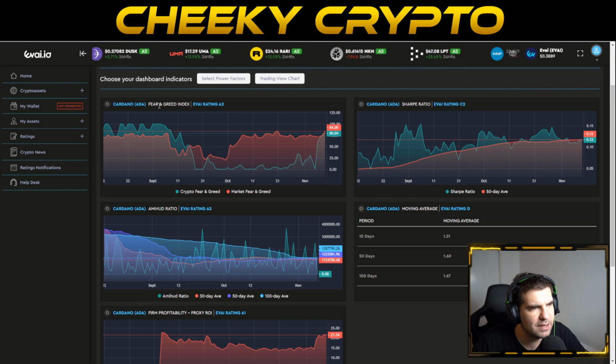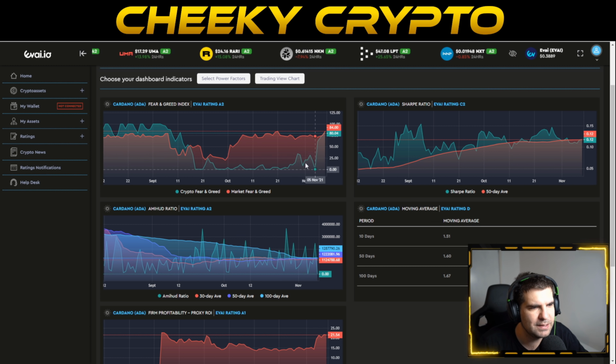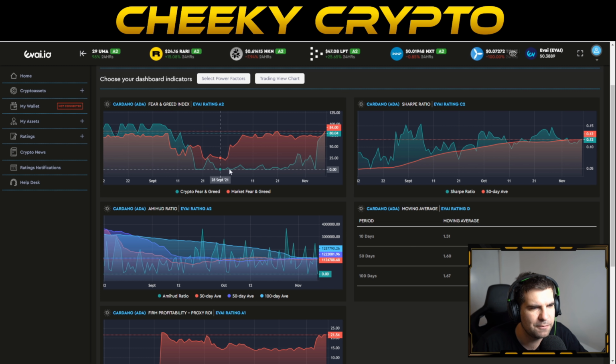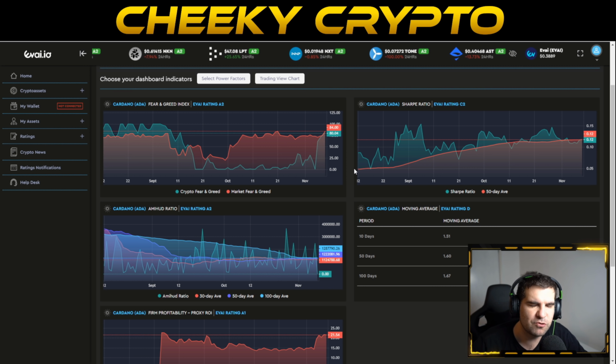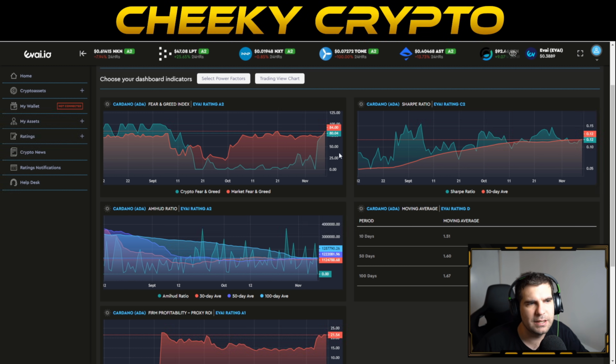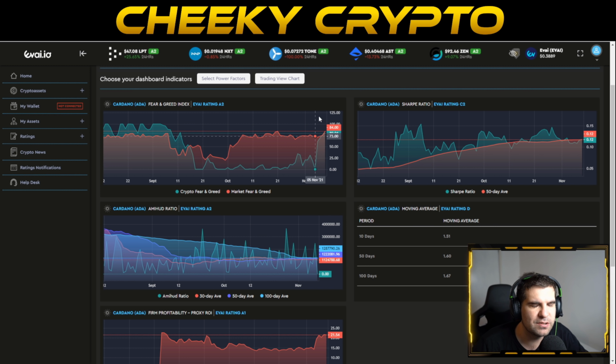As we come down, we have a fear and greed index as an A2. So basically, you can see that we were in an extreme state of fear for Cardano. And in the last couple of days, we've basically gone from extremely fearful to incredibly greedy. So again, that's an interesting kind of metric. It shows us as a positive.